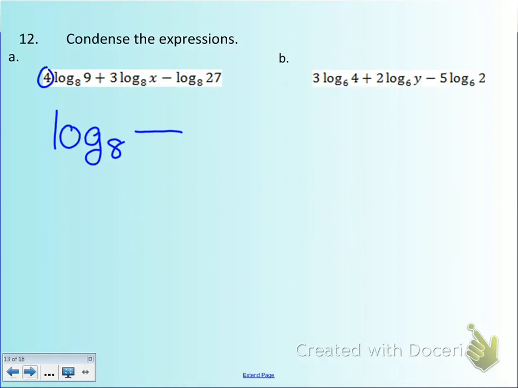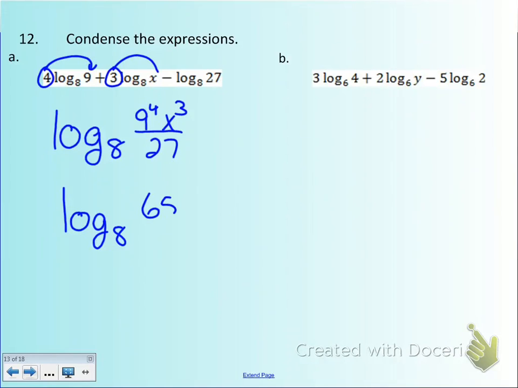And then our exponent is here, so this becomes 9 to the 4th, x to the 3rd, subtracted, so this means this is going to be coming on the bottom, and this is just a 27. Now, I don't want you to keep it just like this. We need to simplify it. So we're going to have log base 8, 9 to the 4th power. I by no means expect you to know that one. Put that in your calculator. It's 6,561. And then we have x to the 3rd over 27.